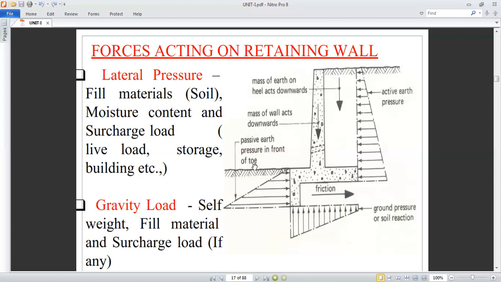Okay, and we have discussed what the basic terminologies involved are and the forces acting on the cantilever retaining wall. I think you got an idea about what a cantilever retaining wall is, what a retaining wall is, and where it is used. Okay, so we will see in further classes.